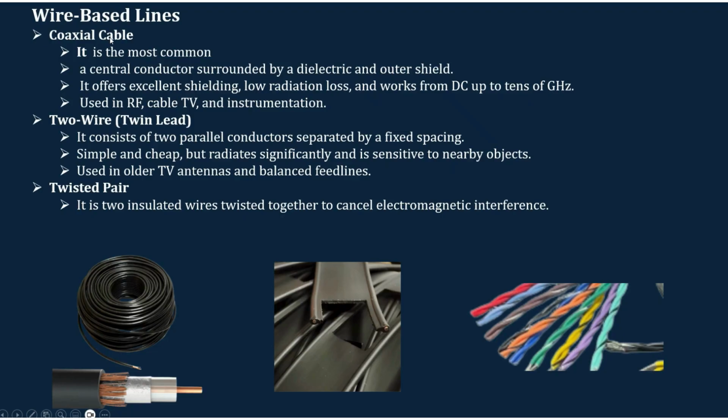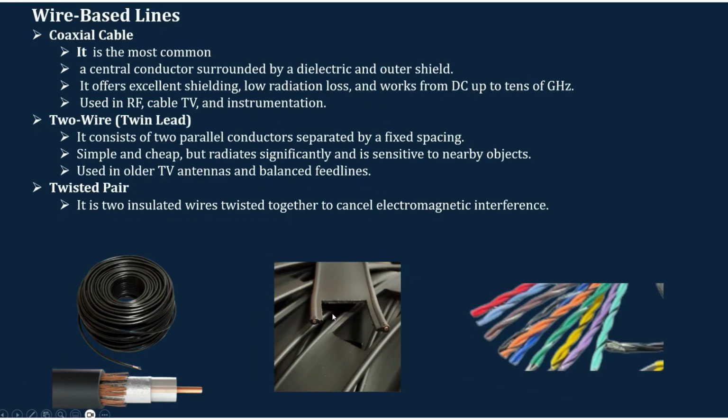The coaxial cable is the most common type. It has an inner conductor and an outer conductor separated by a dielectric. As it is surrounded by the external conductor, it offers excellent shielding and provides low radiation losses. It can also work from DC up to 10 gigahertz of frequency.